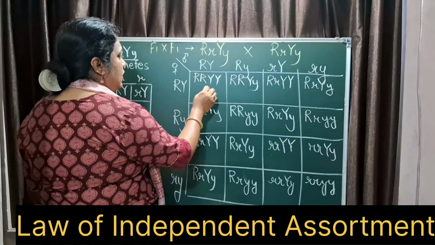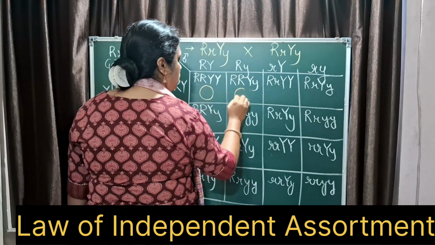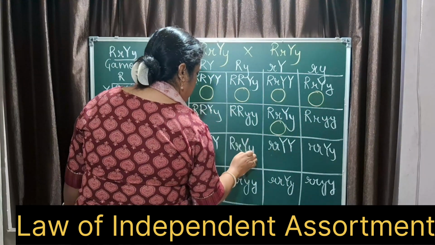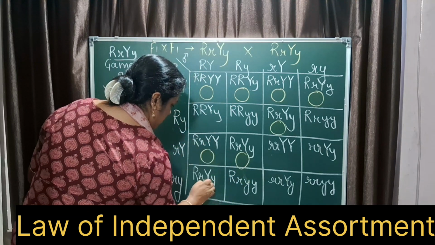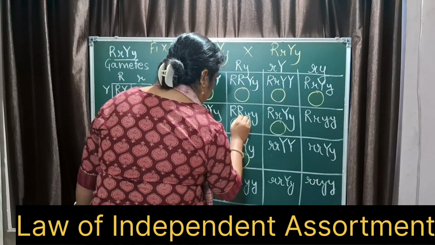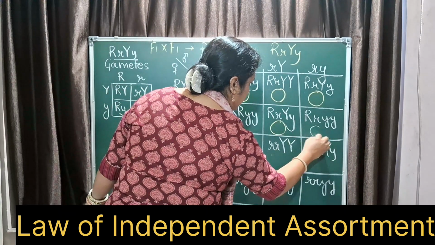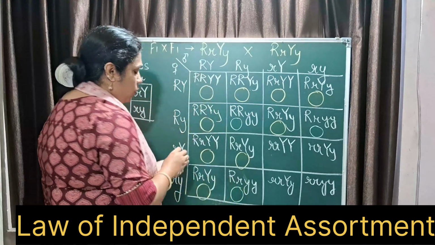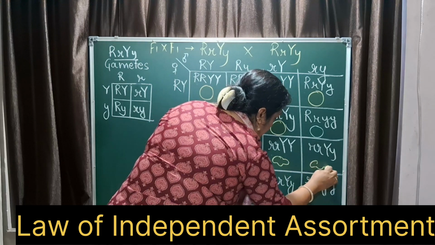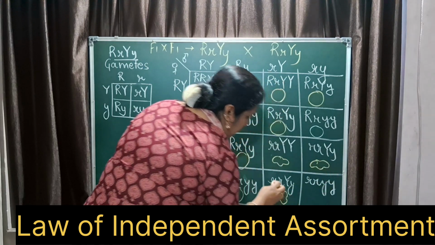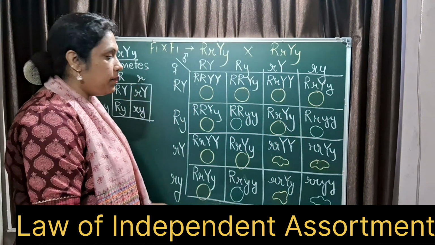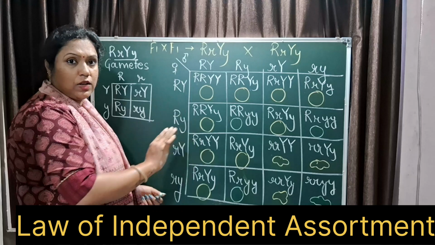So let us see how many yellows. So round and yellow. Correct? Now in this case, where you have small y, you have round and green. Round and green. Round and green. Where you have small r, you have wrinkled and yellow. So wrinkled and yellow, wrinkled and yellow, and the last one will be green and wrinkled. Is that clear? So you can see here the expressions you can understand well.